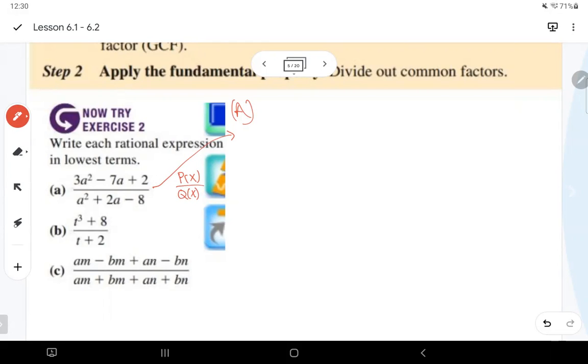So then we're going to have 3a squared minus 7a plus 2 over a squared plus 2a minus 8. We need factors of 3 times 2, so that's 6. Factors of 6 that add or subtract to give us 7. So we need -1 and a -6. And we're going to do factor by grouping.